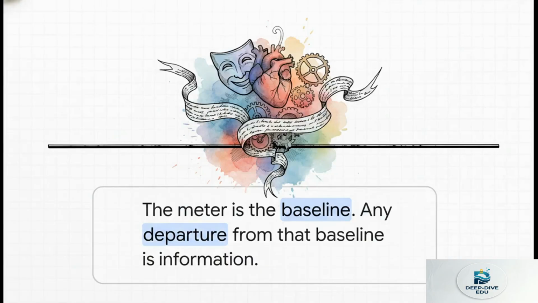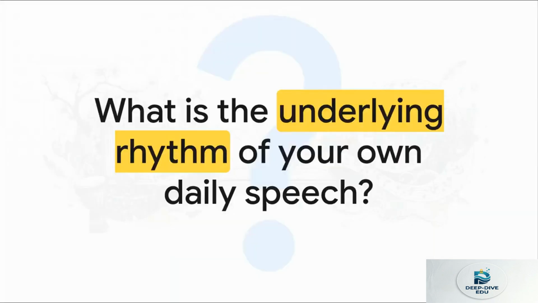So here is the absolute crucial takeaway for this entire explainer. The meter is the baseline. Any departure from that baseline is information. Whether you're counting the stresses of an English iamb or you're measuring the vocal duration of a Persian syllable, poetic meter is never, ever just a rule to follow blindly. It serves as an embedded emotional stage direction. It tells the reader exactly how to feel, when to take a breath, and when to let raw emotion completely shatter the structure.